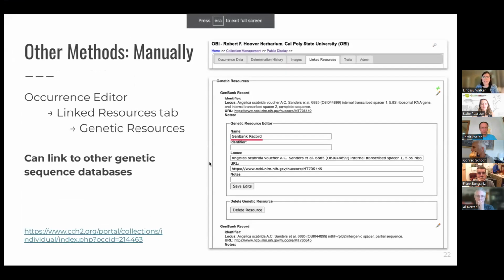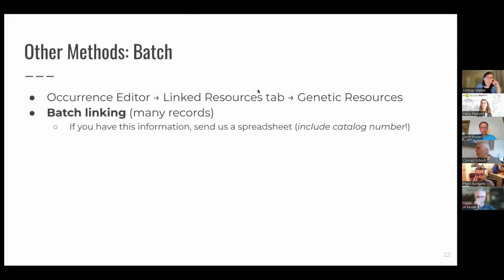And I'll point out that this is not just for GenBank, there are other databases out there. So what's showing up here is just literally what you're typing in this name box. So if you get this information from another database, you can enter that here and it'll show up on the record publicly too.